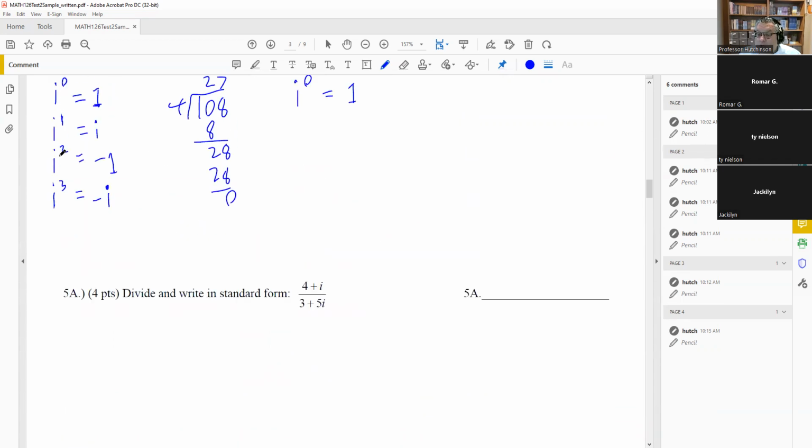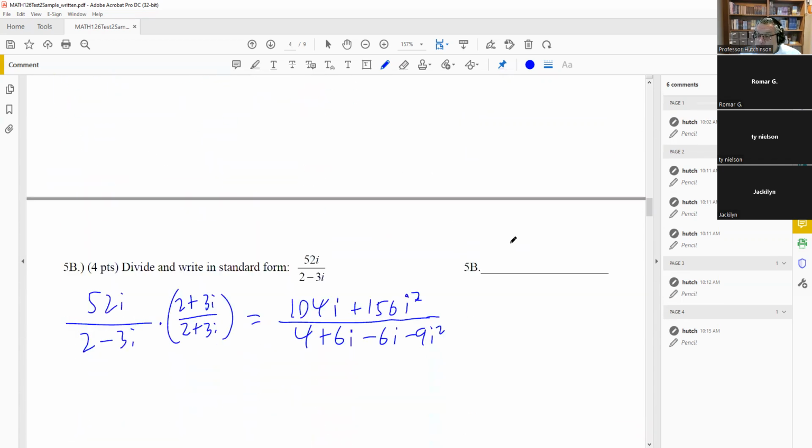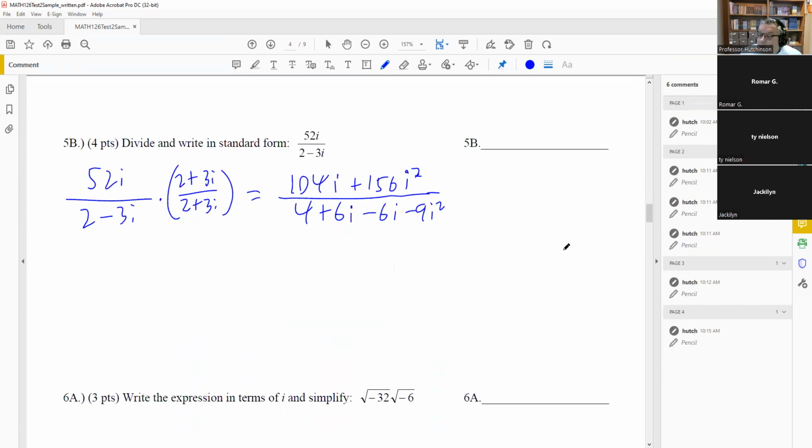Okay. The next thing is anytime you see i squared, we just talked about that in the previous problem up here, i squared is equal to -1. And so we're going to put that in here. So we're going to do 104 plus 156 i squared is -1. You put in there. Now on the bottom, the 6i's are going to cancel out. So we get 4 minus 9, and then -1 goes in there for i squared. Okay, and there's an i I lost here. There's an i that goes up there on top as well.